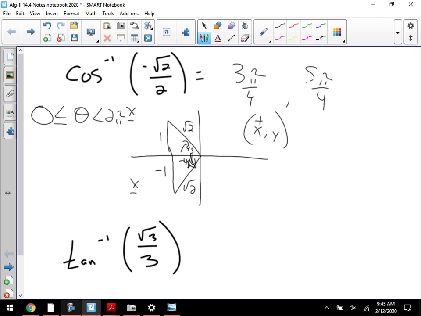Oh, this was just x was negative. That's all this was here. X was negative. I was just writing that, and my handwriting.